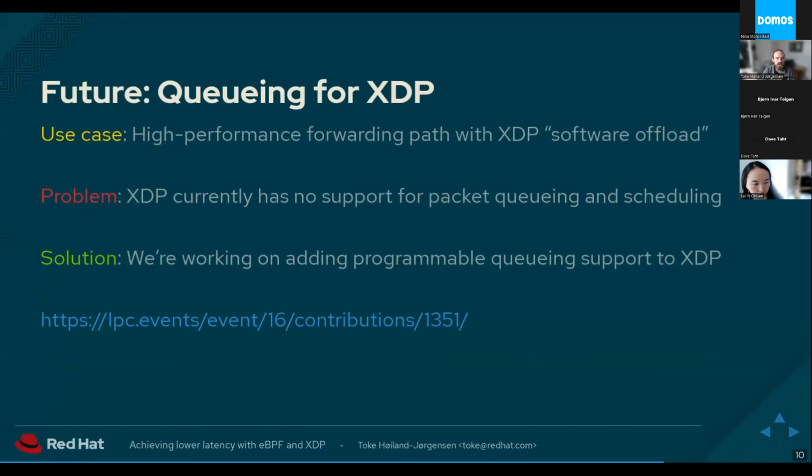However, currently XDP has no facility to queue packets, schedule packets, anything like that. So we are working on a solution for having a programmable queuing mechanism built into XDP, which will allow you to implement all the queuing algorithms you want and still have the performance benefit of XDP as a software offload, which I'm hoping will allow especially home routers to scale, but also things like the ISP middle boxes and all this stuff.